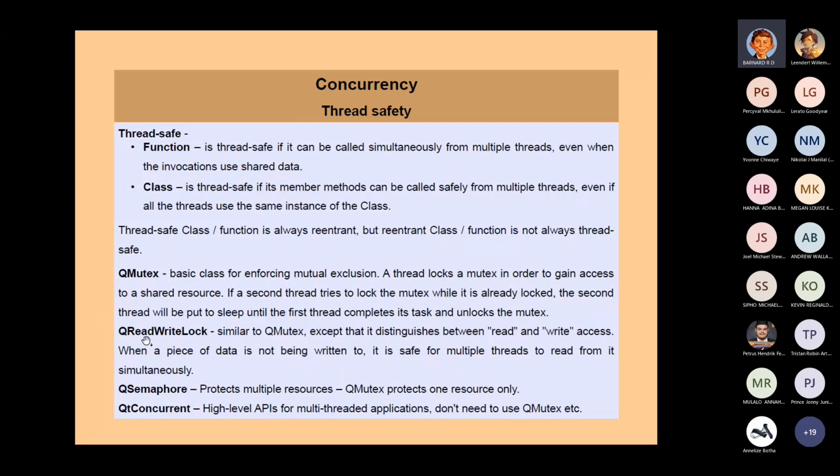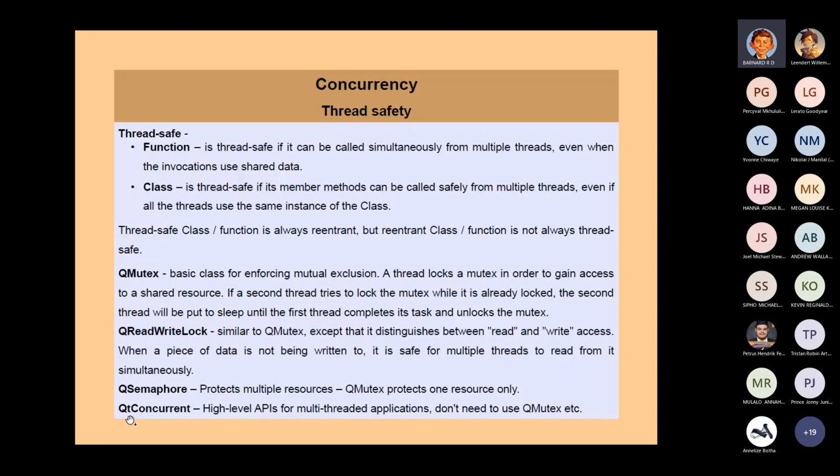Then you also get a QReadWriteLock, which is similar to a mutex, except that it distinguishes between reading and writing. Right, a mutex basically locks it completely, whereas a read-write lock, you can lock it for reading or writing. So it gives you better control. It's not just a total block. You can still allow some access. And then you have what's known as a QSemaphore that protects multiple resources. A mutex protects one resource only. But these mutex and semaphore and QReadWriteLock are things you should be familiar with. So look at the documentation.